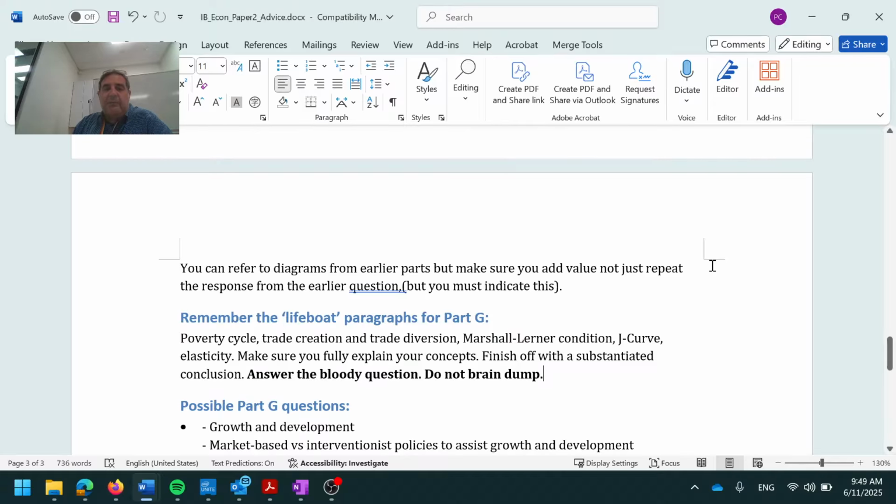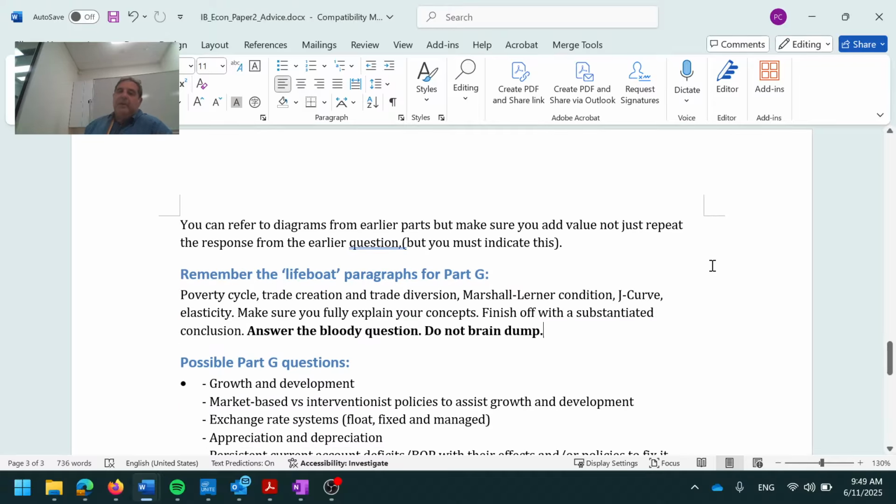Now, you can refer to diagrams from earlier parts, but make sure you add value. So I don't want you to repeat what you wrote in part C in part G. You indicate to the examiner that you're using that diagram, so you're not resketching it, but add value. Add something different to what you wrote in part C, whether it's a variation or something else that might come up. Do something different.